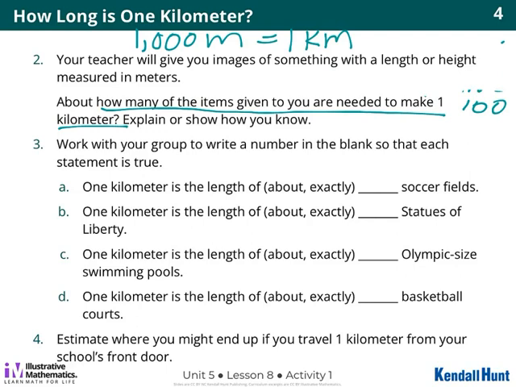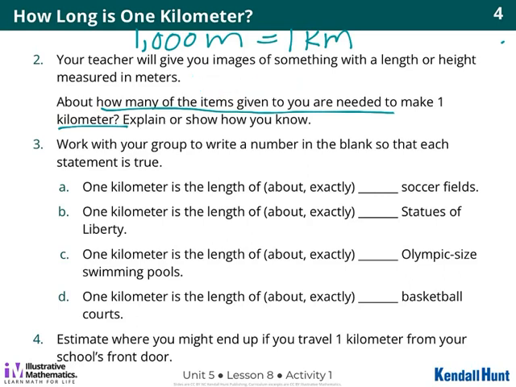Okay, then we had to take a look at Statues of Liberty. How many Statues of Liberty would be in a kilometer? 1 Statue of Liberty is 93 meters, right? So about how many would be in a kilometer? Hadley? About 10, because you'd round it up to 100 meters, and there's 10 hundreds in a kilometer. Do you guys see that one? That one was pretty easy.